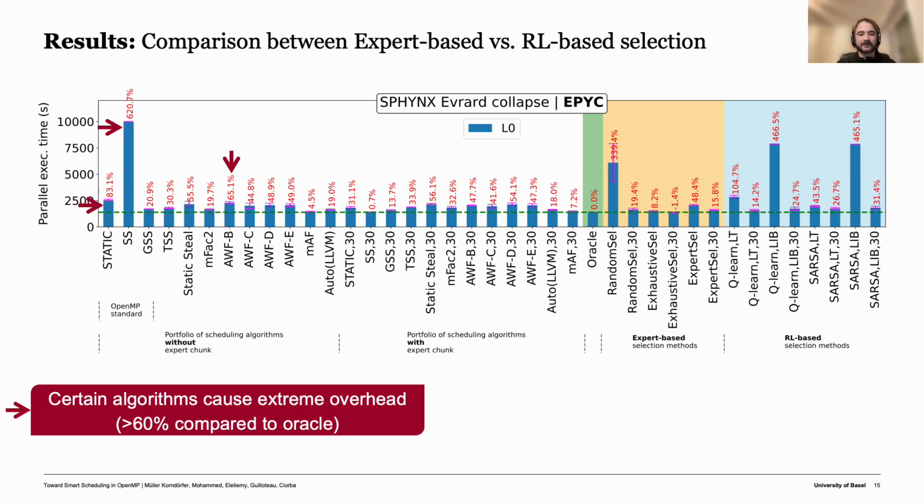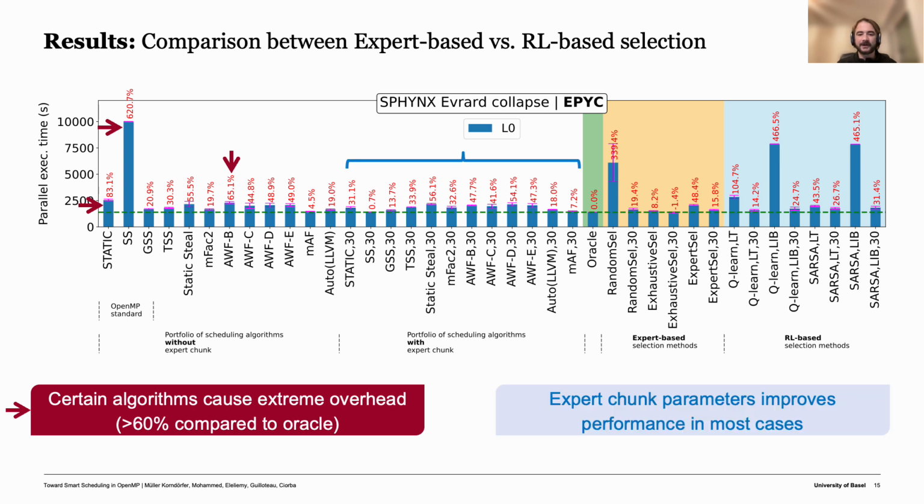So that is if you only use that technique, not a selection method. And here we can see that, for instance, static is 80% slower than Oracle, dynamic is 600%, and this AWF is 65, and all the others are a little bit below that. Another important highlight is using the expert chunk parameter improves the performance of basically all scheduling techniques, which explains also why when you use a selection method and the expert chunk parameter, the performance is higher.